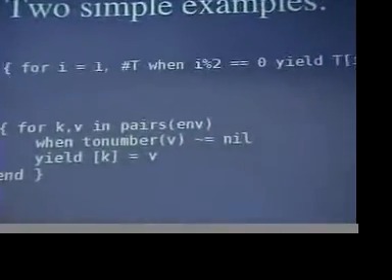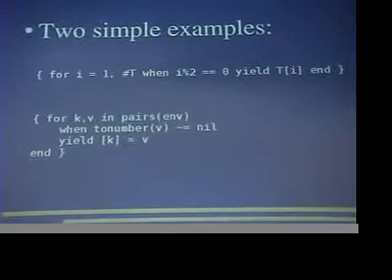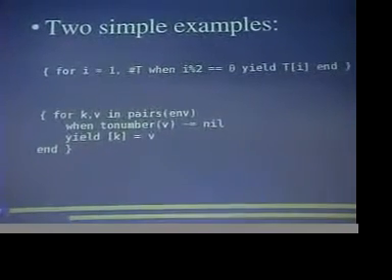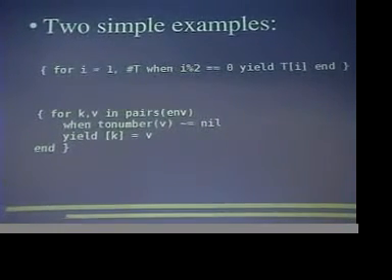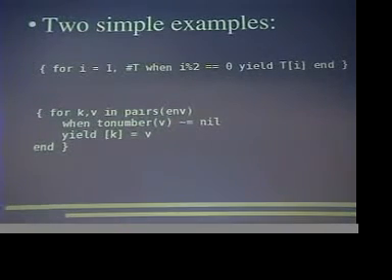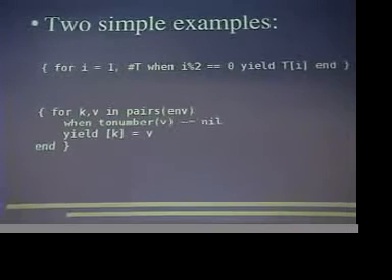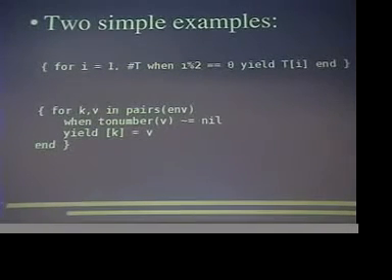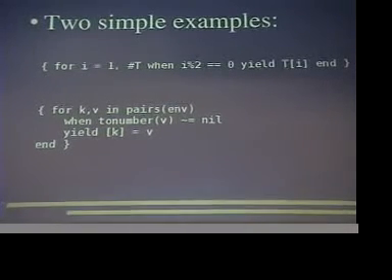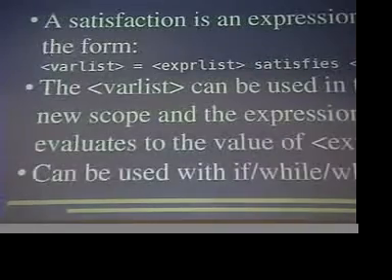A couple of very simple comprehensions for you. The first one extracts all of the even-numbered elements from a list. And the second one extracts all of the key value pairs from the environment where the value is a number. Woo! I can even read them.